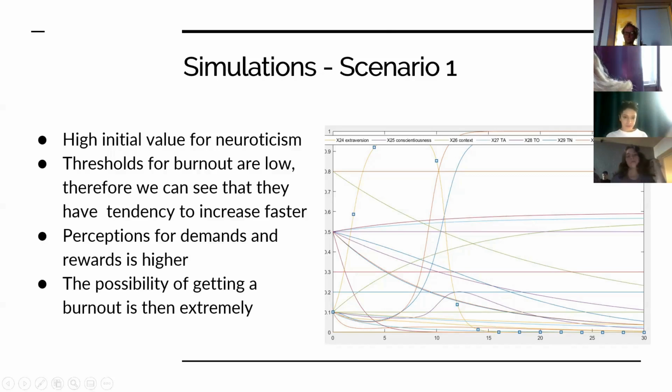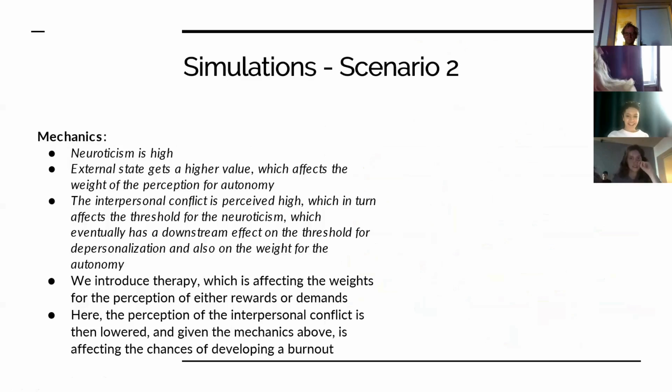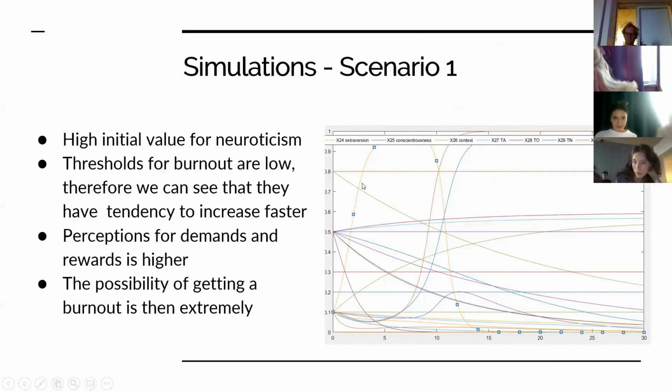Yeah, because I think you see this line that you see here, that reflects neuroticism. So we set that as a high initial value. And then these lines, this is personal accomplishment. And because neuroticism is high, and these ones are the job demands, and these ones are the job resources, the perception of demands becomes higher. So then personal accomplishment goes lower, because personal accomplishment is a positive thing. And the exhaustion is the blue line, and the depersonalization is the red line, and these go higher because of these perceptions and because of the negative perceptions of the rewards.